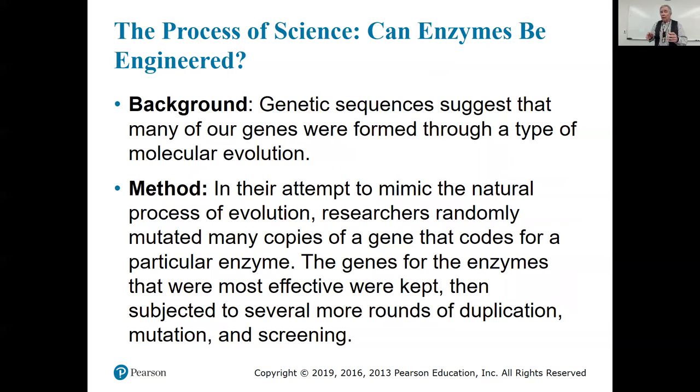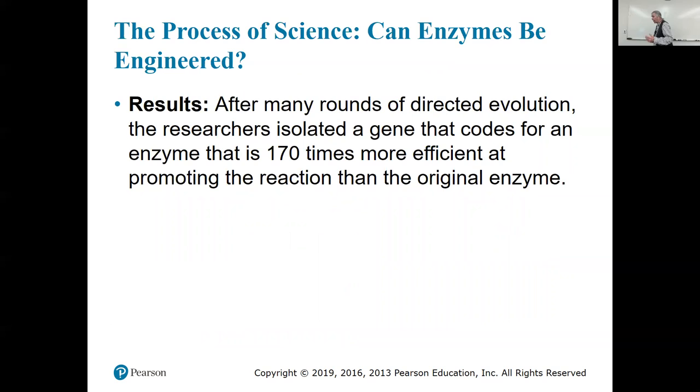When we get into genetics and mutations, you'll find that most mutations are neutral. They don't do anything. Second most common, they screw things up. Very rarely, they actually make things better. So they're looking for a mutation that will make an enzyme work better. After many rounds of directed evolution, as it's called, they isolated a gene that codes for an enzyme that's 170 times more efficient at promoting the reaction than the original enzyme. So they actually came up with a beneficial mutation, and they can select it.